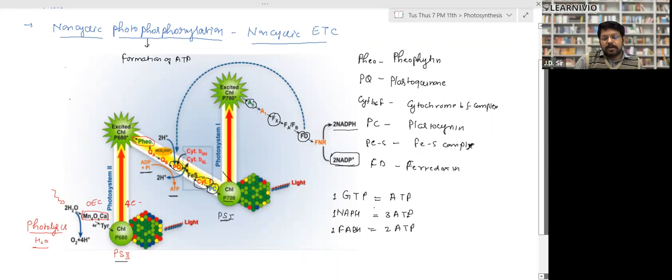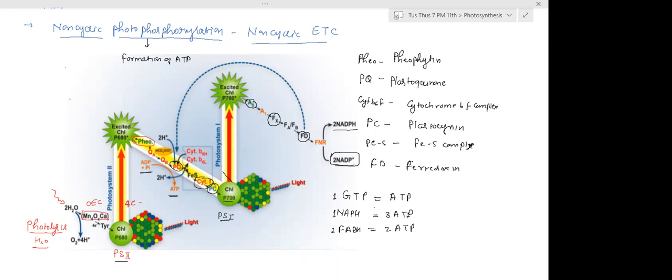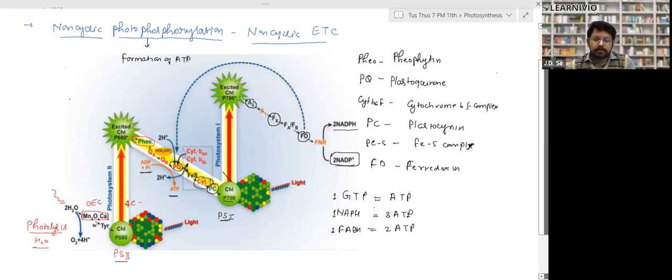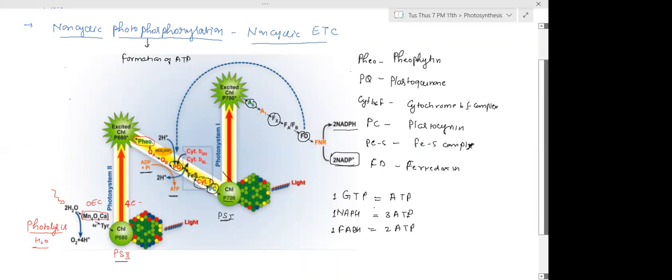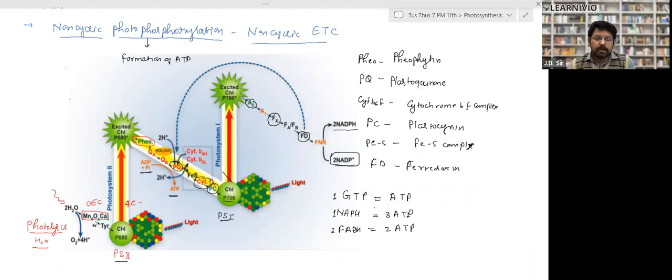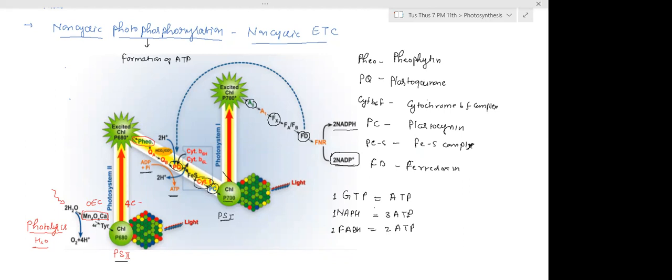Tell me, is it clear or not? Yes, sir. Sir, can you please explain me Krebs cycle once? Krebs cycle, yeah, yes. Shahid, is it clear to you? Saifullah, clear? Yes, sir, clear.